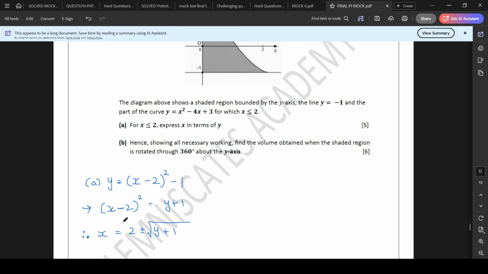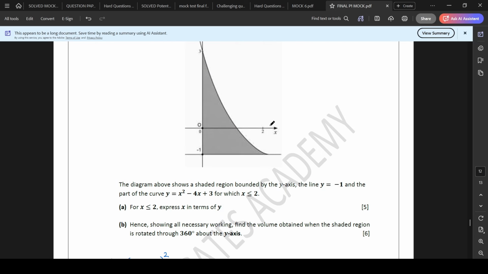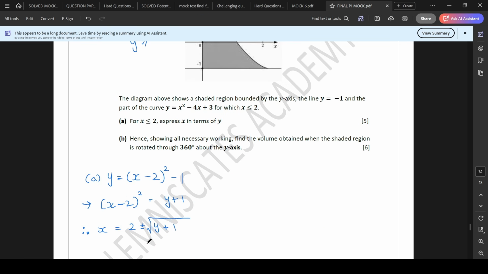But wait, they had mentioned that x had to be less than or equal to 2. Okay. So what are the y values, by the way, that the graph is taking? My y values, as I can see, are always greater than -1. My y is greater than or equal to -1. So now I'll need to choose which sign, plus or minus, should I use, or should I use both?